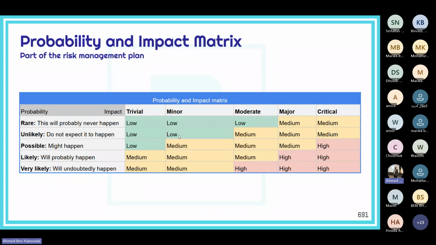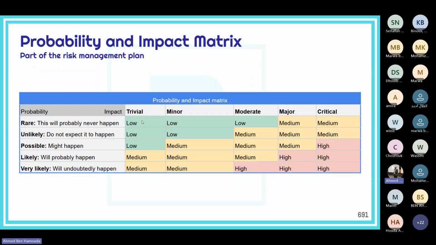Okay. However, if the probability is possible and the impact is minor, then we're talking about a medium risk. The same, possible probability with moderate impact, that's medium. Possible probability with major impact, that's medium. However, possible probability of happening with critical impact, then we're talking about a high risk. Okay.